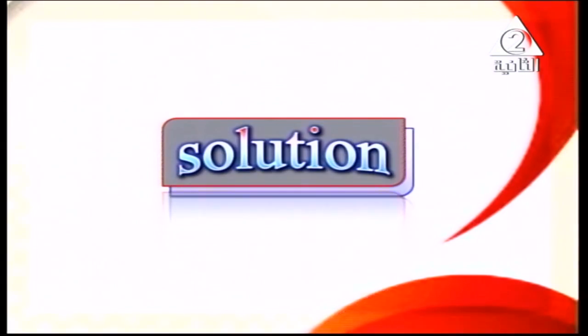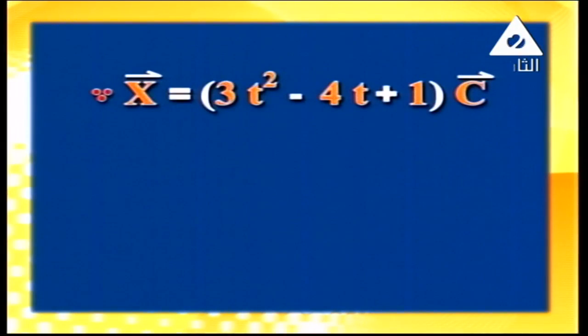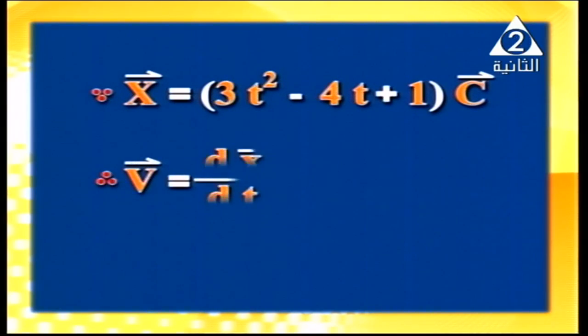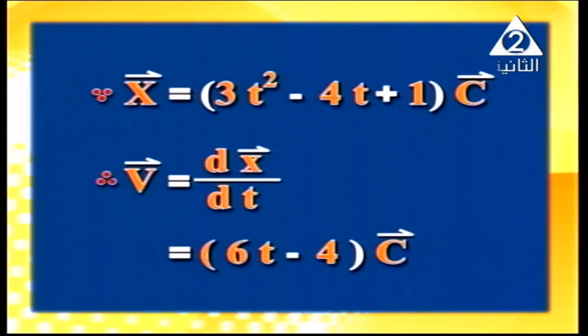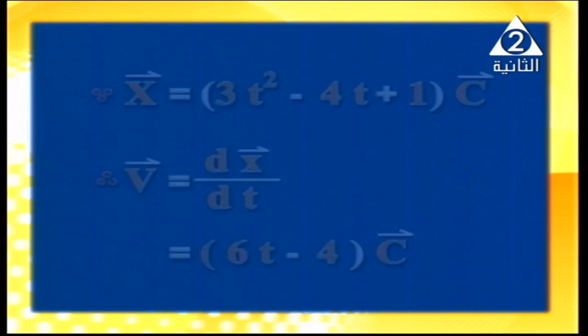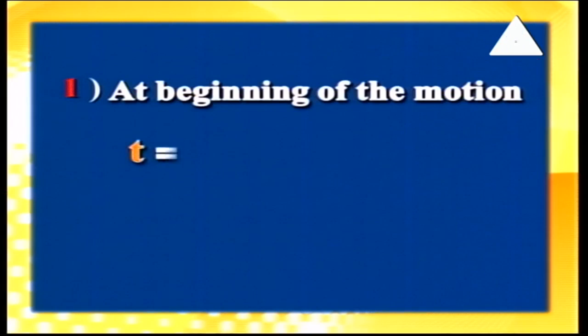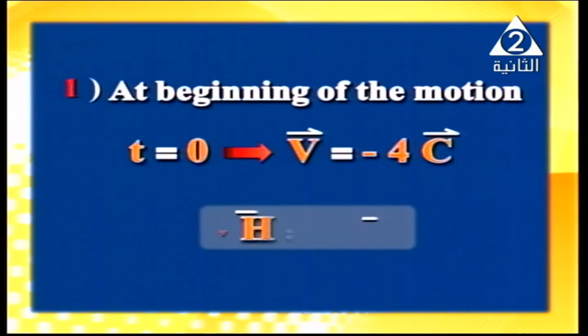We have x as a function of t: 3t squared minus 4t plus 1, in c vector. Velocity equals dx over dt. Differentiating with respect to time t gives 6t minus 4, in unit vector c. This is a vector. At the beginning of the motion, t equals 0. Then v equals negative 4 in c vector.